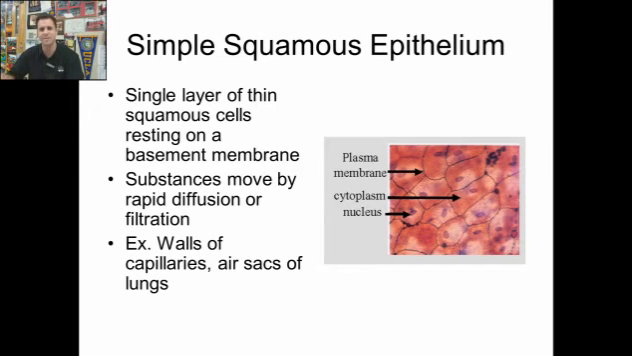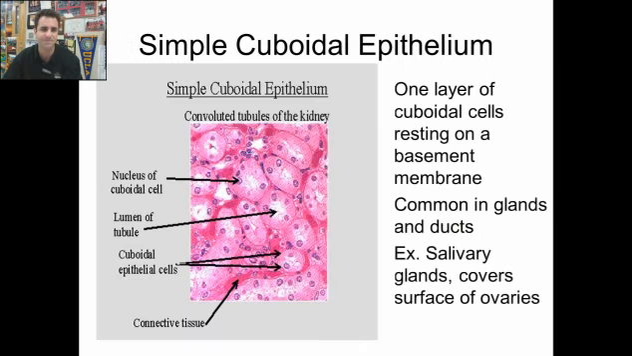Let's start with the first type, simple squamous epithelium. They're thin layers which assist in rapid diffusion or filtration. Examples are the walls of the capillaries, where nutrients are going in and out of the blood. Also in the air sacs of the lungs, which are called alveoli, where you take in oxygen and remove carbon dioxide from your body. Simple squamous epithelium lines those grape-like looking structures called alveoli and helps with the diffusion and movement of things in and out.